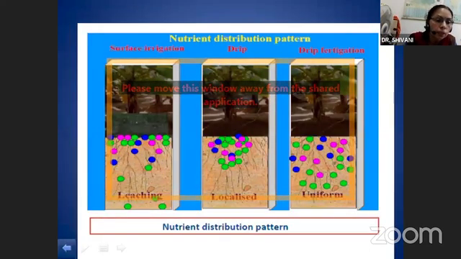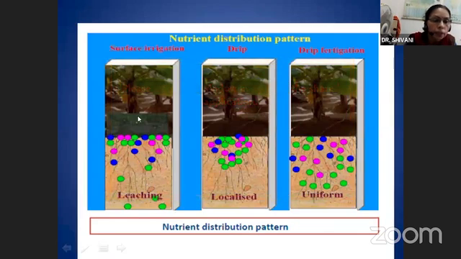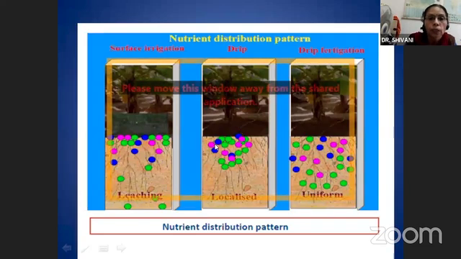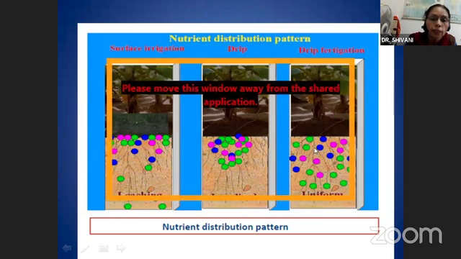In surface irrigation, you see that most of the nutrients are leached, but in drip irrigation, the nutrients are localized near the root zone. And when you do drip fertigation, that means irrigation as well as fertilizer are given through drip irrigation, then all the root parts get nutrients in a uniform pattern.